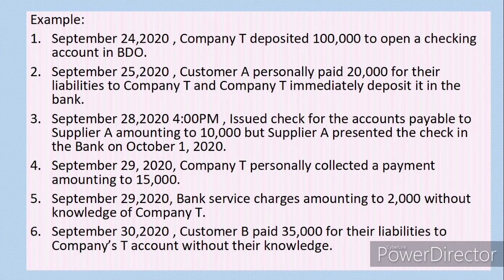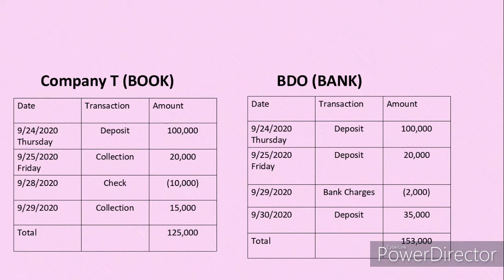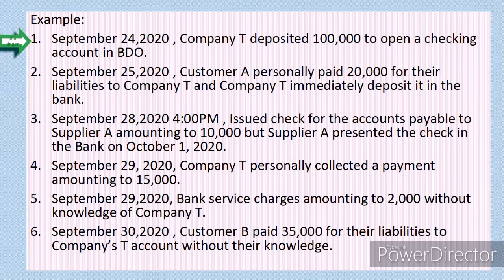Before we proceed to our topic, let's see first this example that shows the transaction of an entity, namely Company T, together with its bank, the BDO. On the left side, you will see the record of Company T, and on the right side is for the record of the bank. Ang unang transaction ay noong September 24, 2020. Nag-deposit ng 100,000 si Company T para sa pagbubukas niya ng account sa BDO.